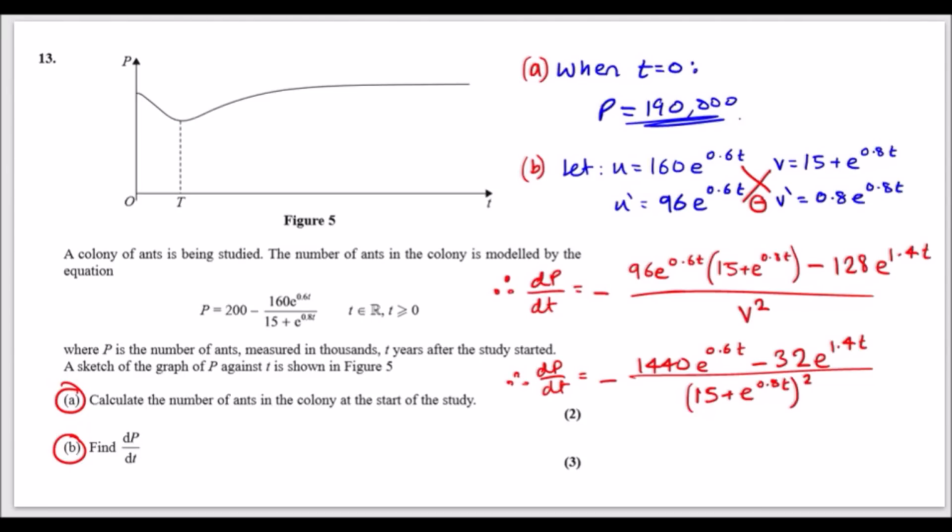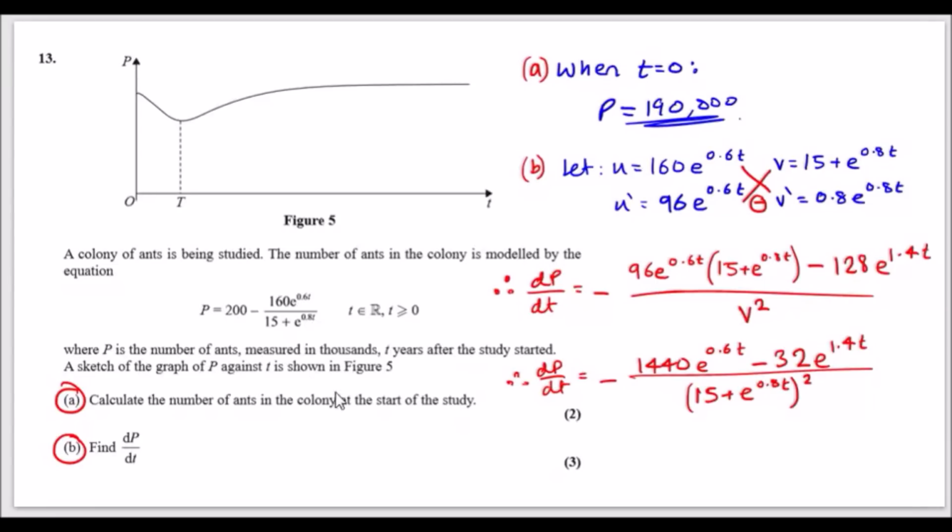So, a colony of ants is being studied. Ooh, I love this one already. The number of ants in the colony is modeled by the equation, where P, I'm guessing, is the population, followed by some exponential terms. Okay? So P is the number of ants measured in thousands. T is time after the study started. Cool. So you can kind of see that at some point in time, the population of ants drops. Seriously, I think ants need their own civil rights and stuff. This is totally unfair.